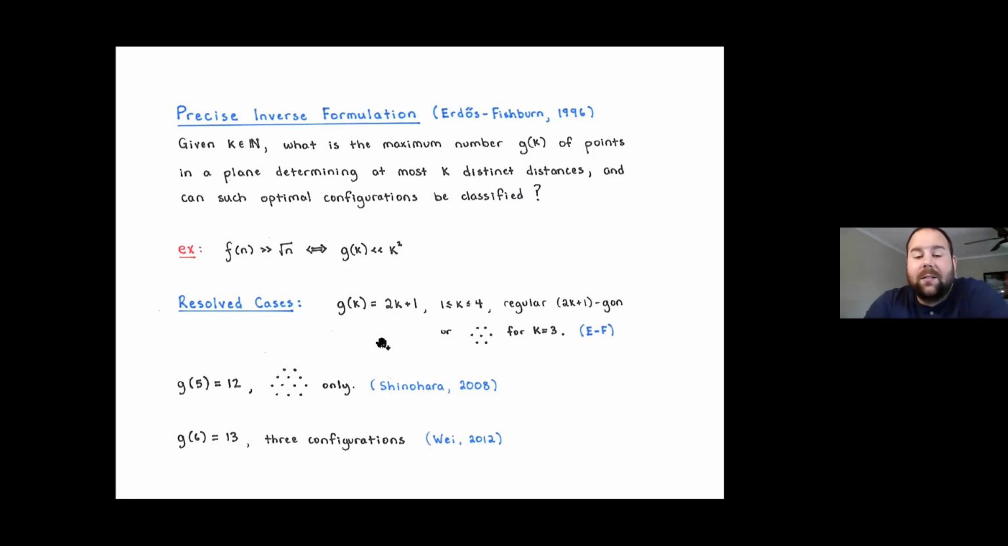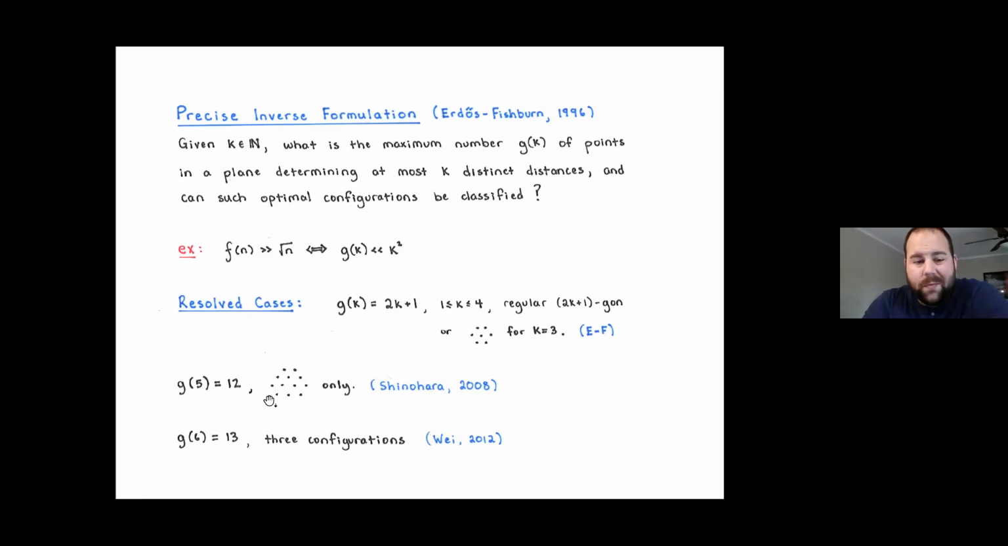And that turns out to be pretty difficult. It's only been resolved up to k equals 6. And as k gets a little bit higher, you start to see these lattice configurations, not the regular integer lattice, but like a lattice made of equilateral triangles.